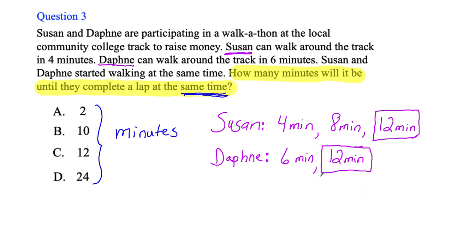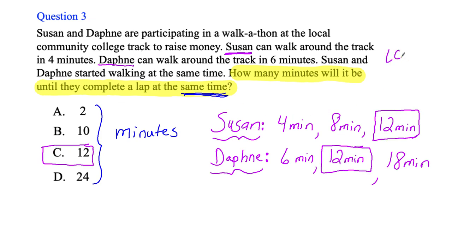What this really is, is a least common multiple problem. I'm looking for the first number in common to both Susan and Daphne, and the first number that's in common is the 12. So my answer is C. And again, you could continue this out. What would be next here? This would be 18 minutes. But once I find the first number in common, I circle it, and we're done. I hope that made sense to you. This is really called the least common multiple, or LCM, if you've studied it.